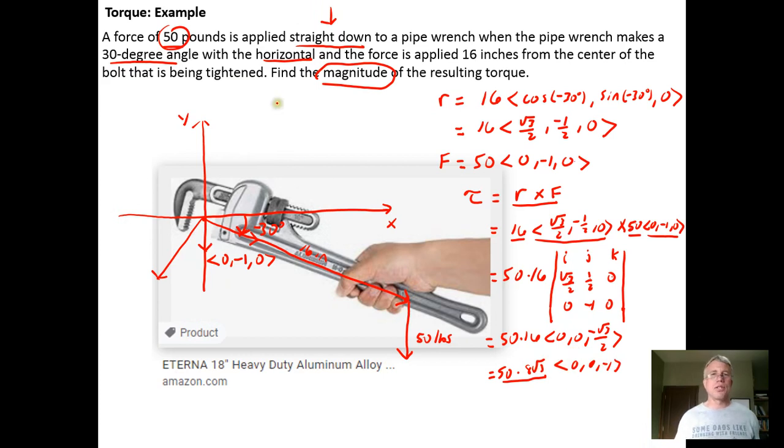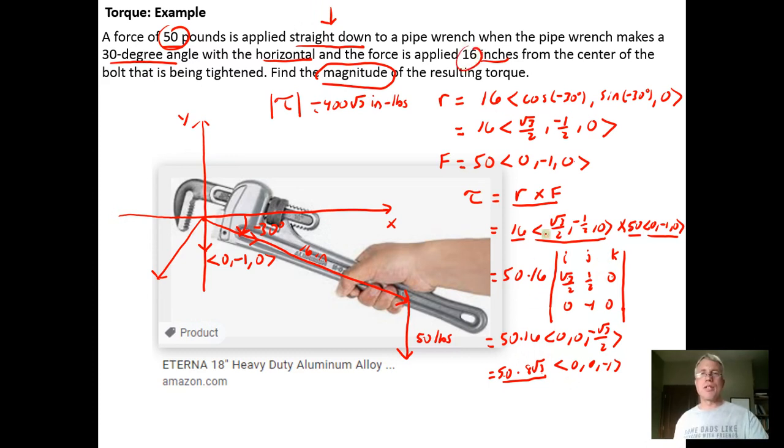So notice, the magnitude of the torque is actually just going to be the scalar. 50 times 8 is 400. We get 400 square root of 3, and this is going to be in inches. Based on how I did it, I have inch pounds. Usually you do foot pounds, but I left it in inches, and that makes me happy.